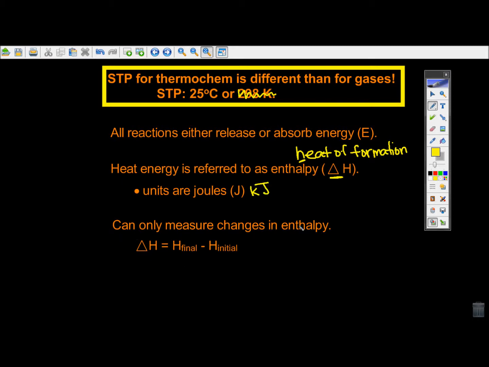Like I said, we can only measure changes in enthalpy. So this is your equation for heat of formation, or enthalpy. You're going to take your final minus your initial. And since they're chemical reactions, your final is your products minus your initial, which are your reactants.